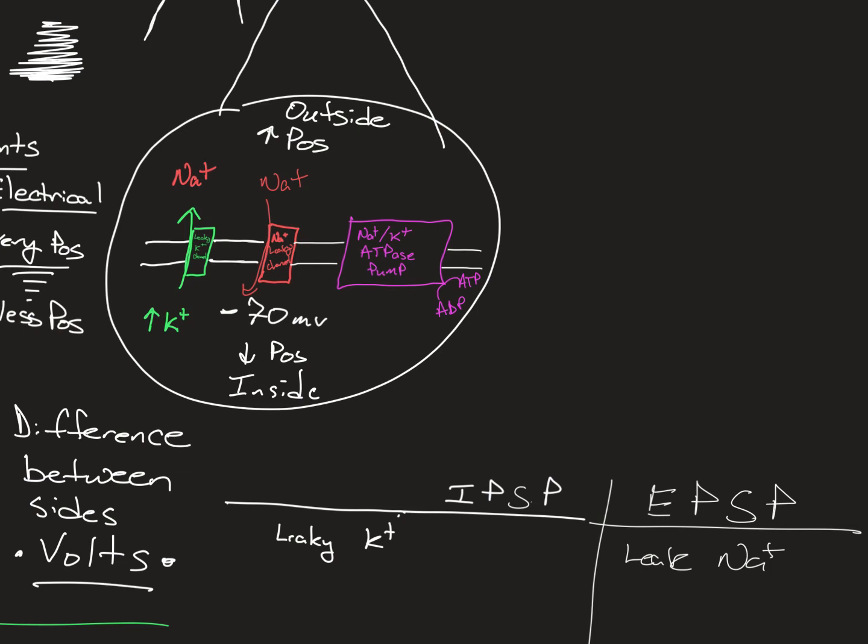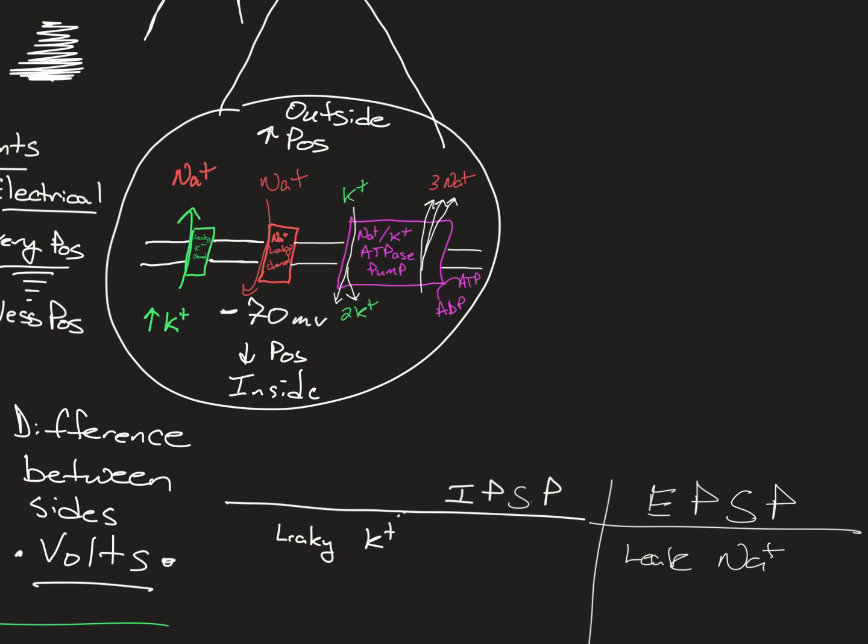Let me draw it this way. 3 sodiums go out. That's right, and 2 potassium go in. Very good. That's right. You do pay attention, just not enough. It's enough, but I just think you could do better. So we have 3 sodiums go out and 2 potassium ions go in.